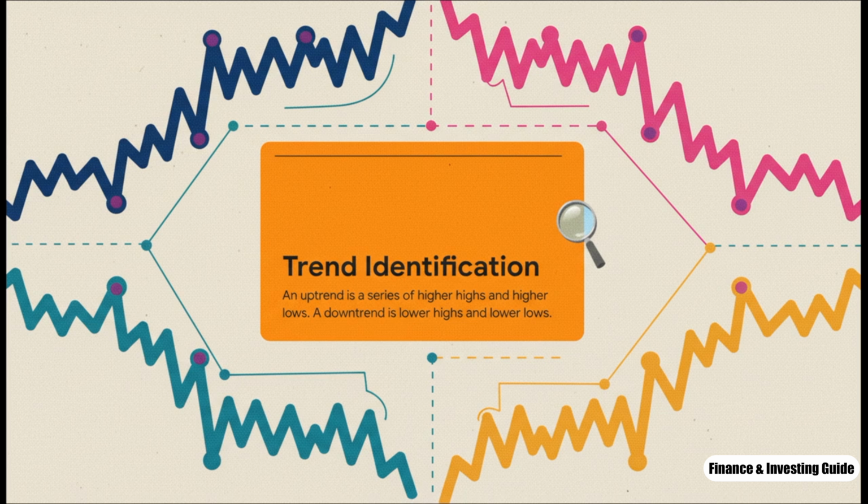An uptrend isn't just a random line going up. It's a very specific pattern, a series of higher highs and higher lows. Think of it like climbing a staircase. And a downtrend? It's the opposite, a staircase going down with lower highs and lower lows. Being able to see this structure is like step 1 of chart analysis.